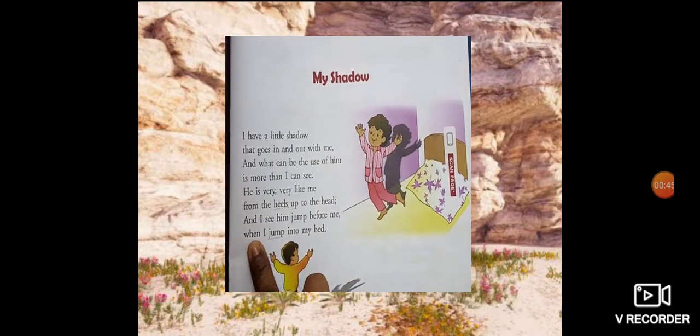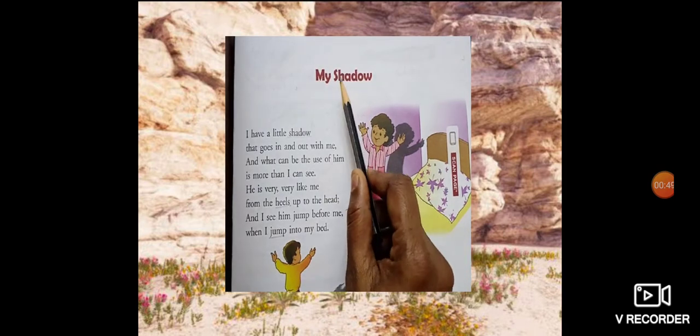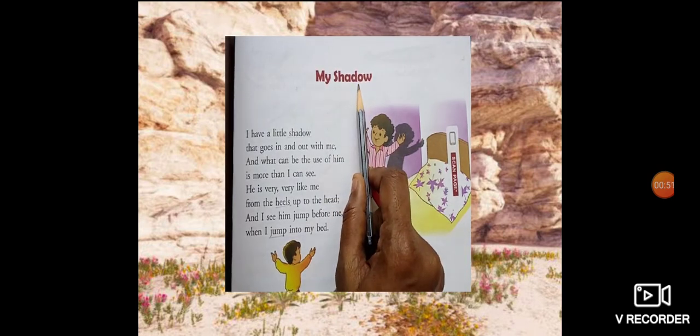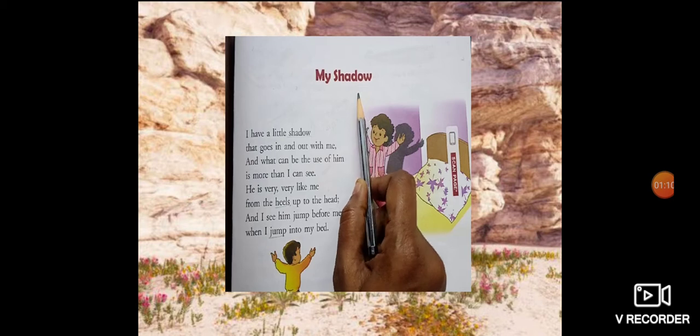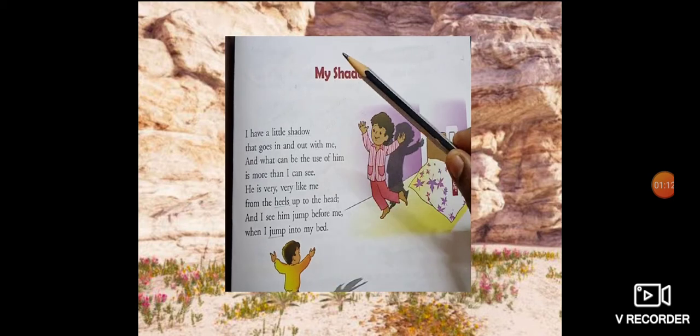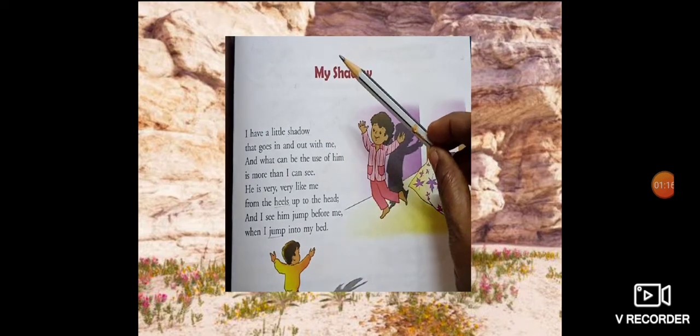This is the poem My Shadow. This is the topic of this poem. What do you mean by shadow? Do you all know what a shadow is? We get a shadow when we are in a bright area. Am I right? Look at this. Here you can get the shadow, right?